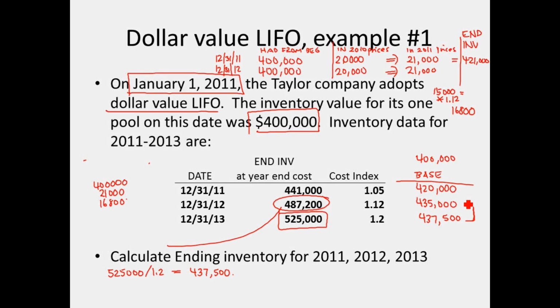Okay, so you had 435, now you have 437.5, so that means you have an extra 2,500 relative to 2012 inventory. But when did you buy this? So when you buy stuff in 2013, how much does it cost you compared to the base year? 20% more. Okay, so what did you do?